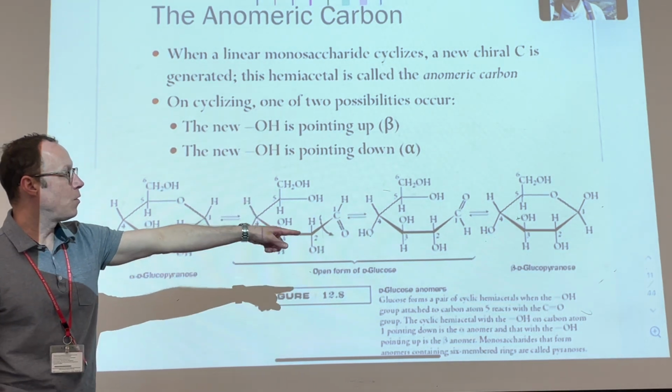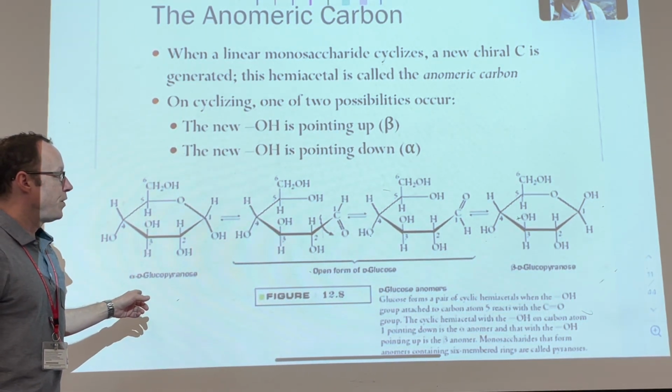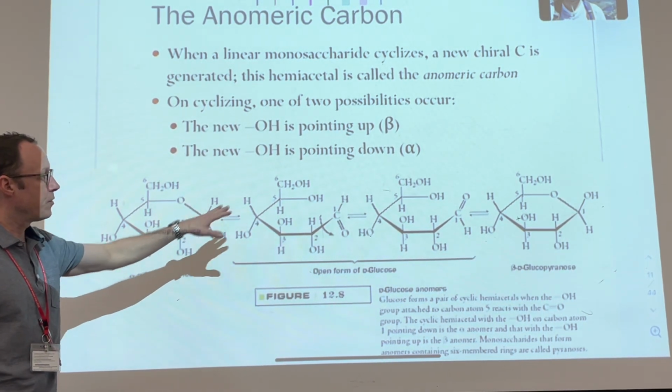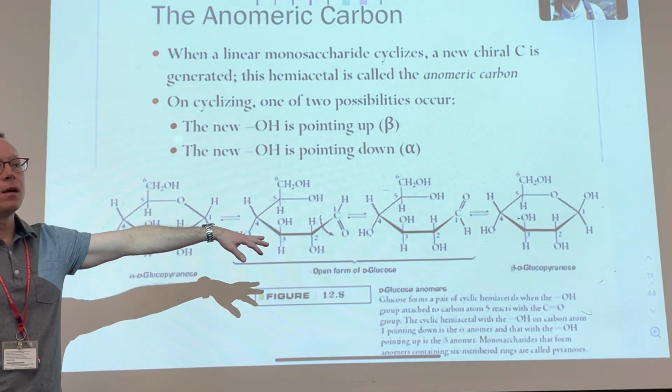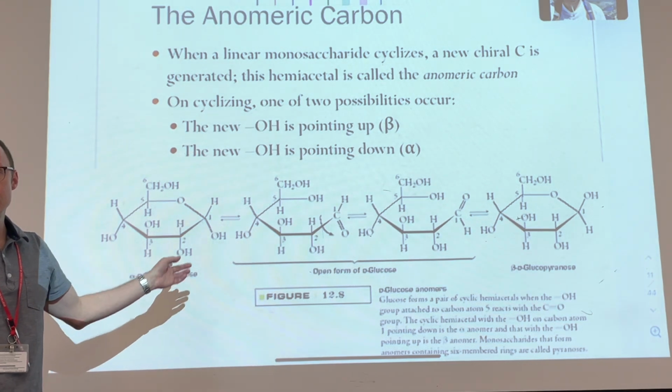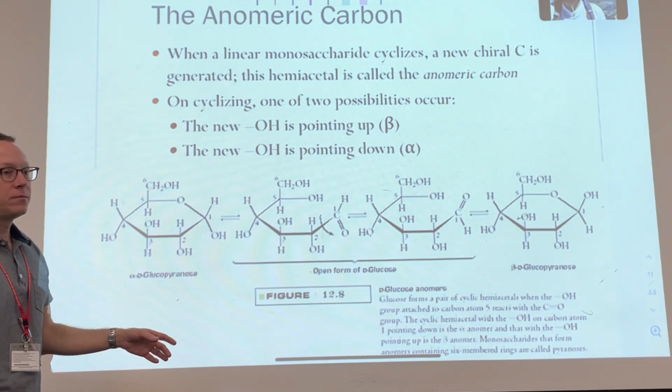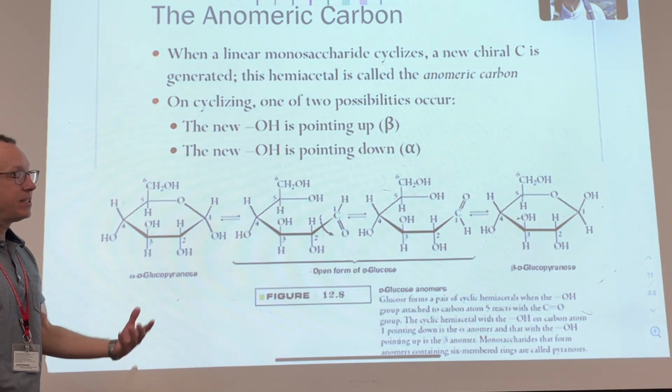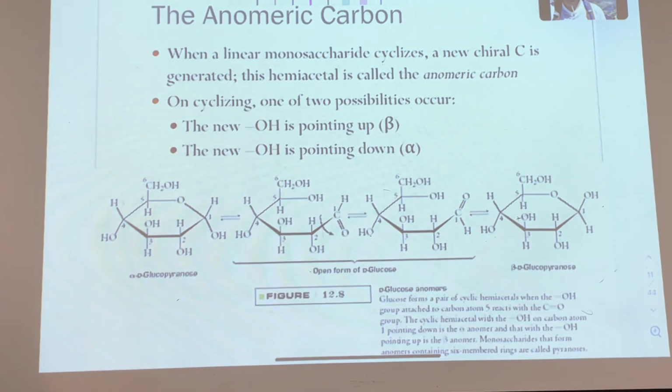Now those two forms, with the anomeric hydroxyl going down or the anomeric hydroxyl going up, are they the same? Are they identical to each other? No, because one chiral hydroxyl is going down and the other's going up. So they're not the same. Are they enantiomers?